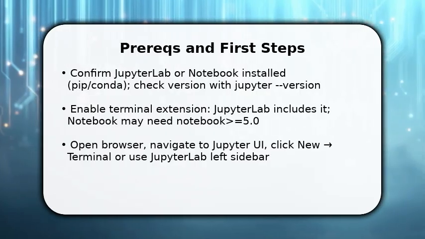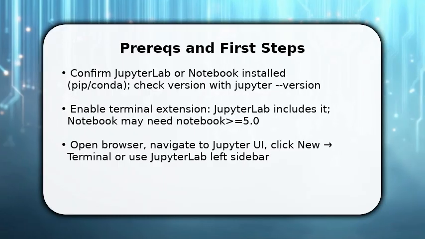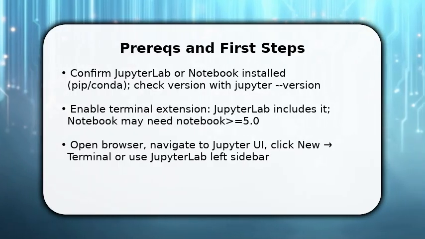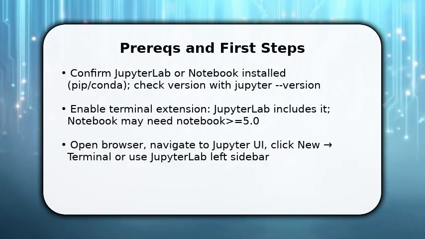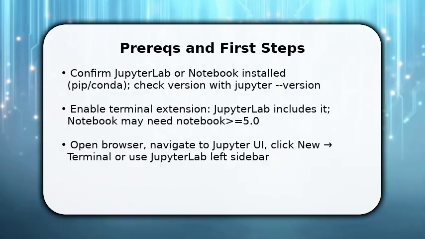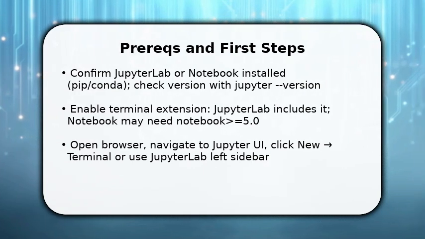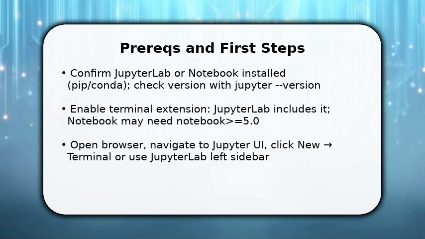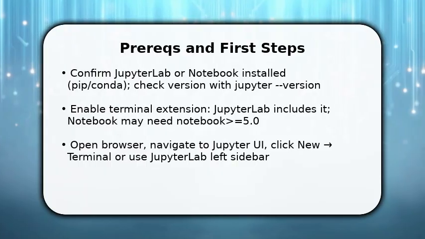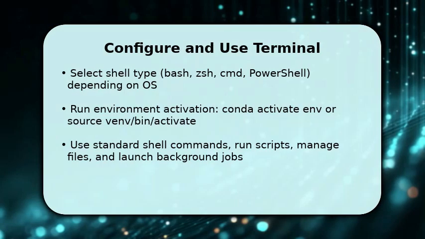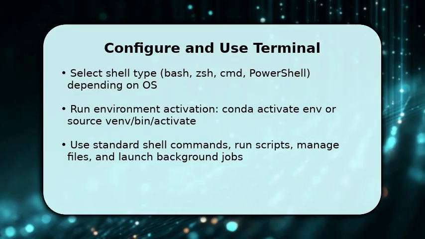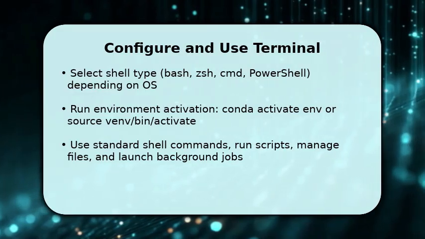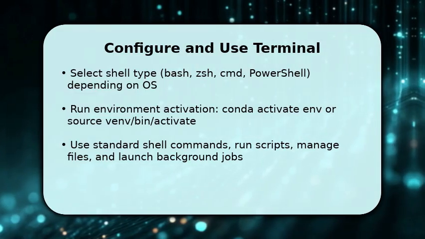Then start the server with Jupyter Lab or Jupyter Notebook in a shell. This launches the UI. Make sure your browser connects to the correct URL and port. Finally, in the UI, click New then Terminal, or open the terminal icon in Jupyter Lab. This gives you a shell. Once the terminal tab opens, select or expect the default shell for your OS. On Windows, you might get PowerShell or CMD, on macOS/Linux Bash or ZSH.